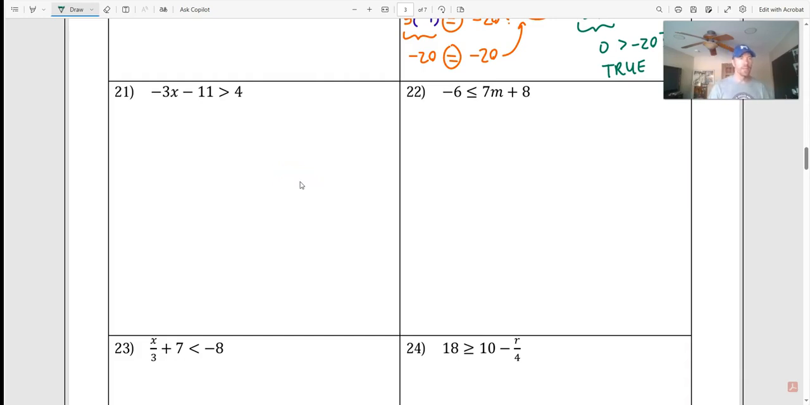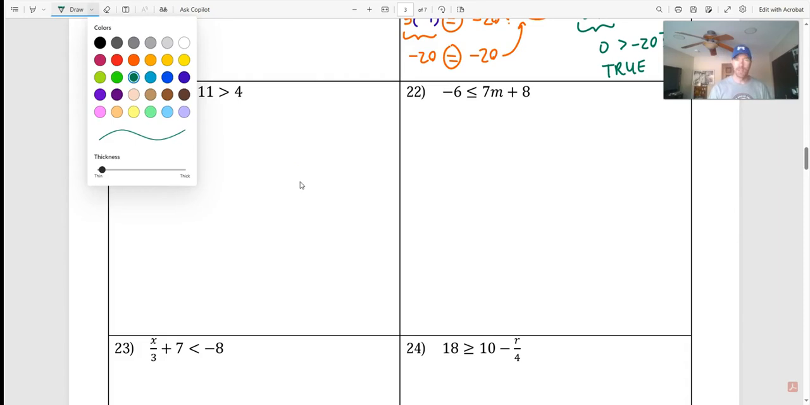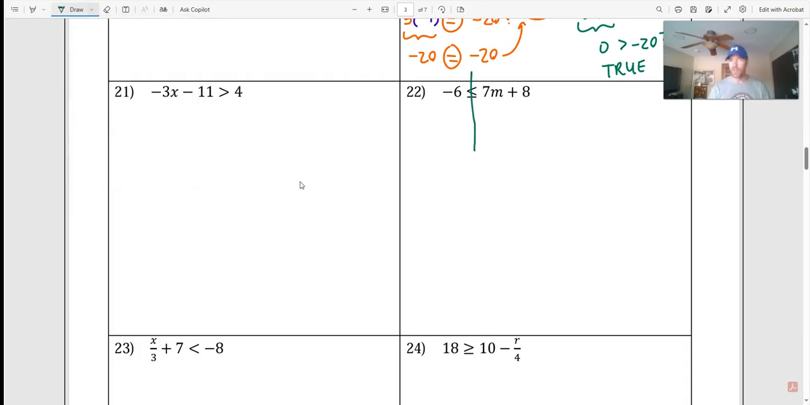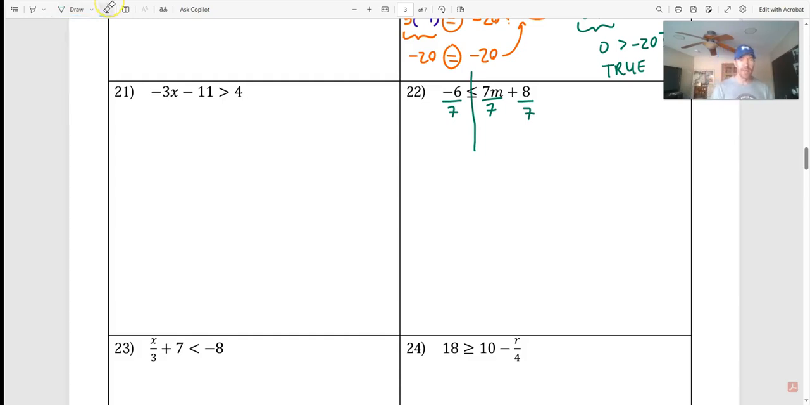For number 22 here, I guess we can stick with the same color. A little more difficult. This is what you might call a two-step equation. Some students want to divide by 7 first. You could. I'm not going to do this. I'm going to erase this. But if you divide by 7, everything has to get divided by 7. And if you look at this now, I go, oh, -6 divided by 7, that's not nice. 8 divided by 7, that's not nice. So it's not wrong to divide by 7. It's just everything has to get divided by 7. So that's why I say, you know what, let's maybe do something else first.